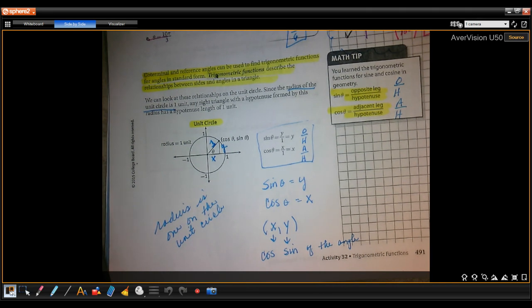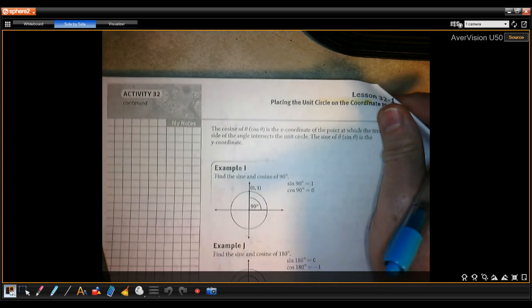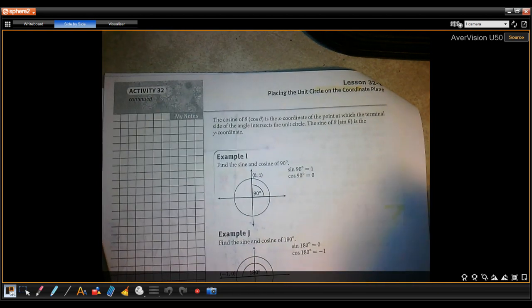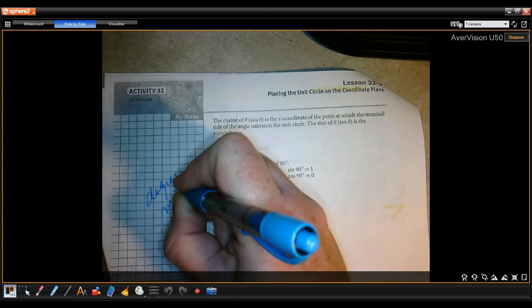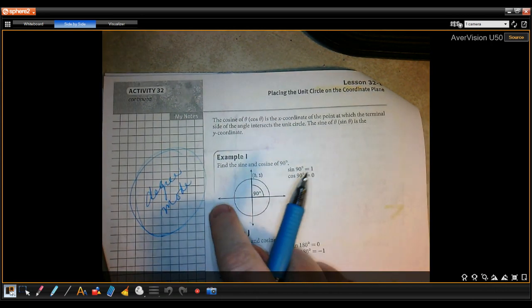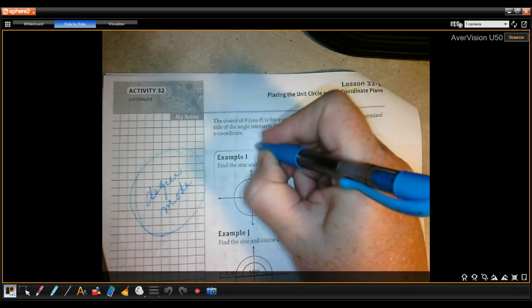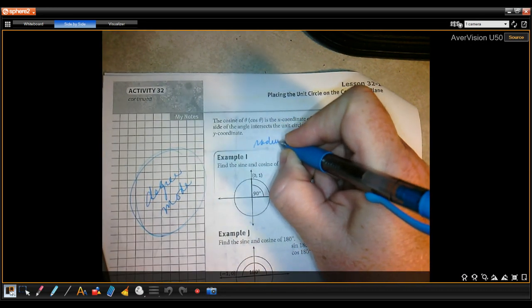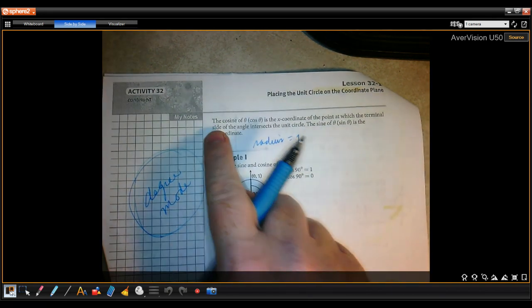So let's do a few more examples, then we're done. All right, last part. When you're working with degrees, just so I don't forget, make sure you're in degree mode. It's important. Good reminder, degree mode. Also, all of these, working with the unit circle, the radius is 1 on all of these examples because it's the unit circle.